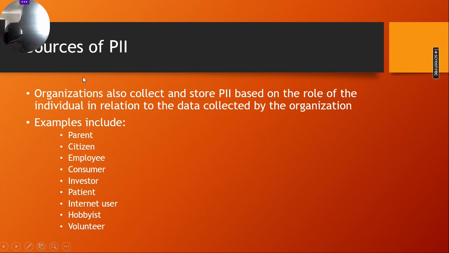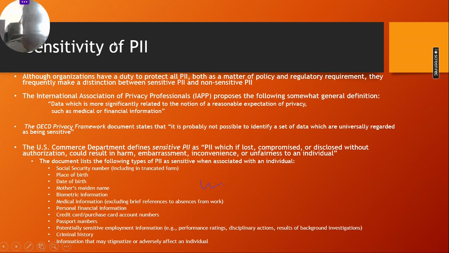Now let's take a look at sources of personally identifiable information. Organizations also collect and store PII based on the roles of the individuals in relation to the data collected by the organization. Examples include your parents' name, citizen, whether you're a citizen of which country, employee, where you're working, consumer, investor, patient, internet user, lobbies, and volunteers. All of these are sources of personally identifiable information.